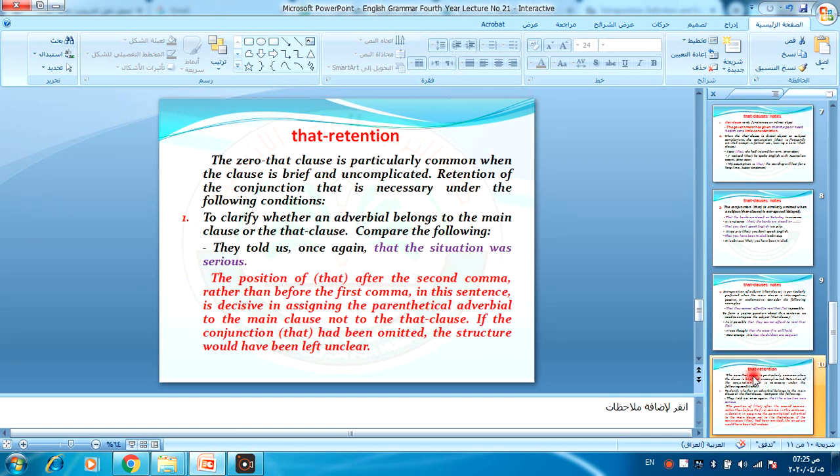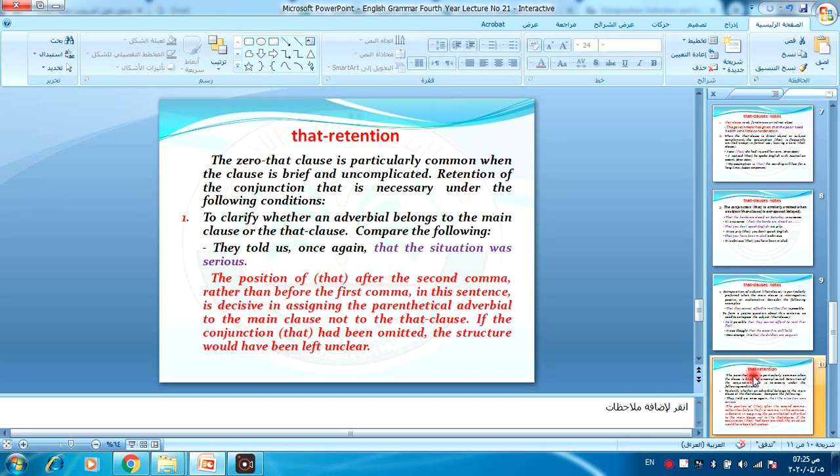That retention. Previously we talked about the deletion of that, and now we have to speak about the retention of that, the cases in which we have to keep the conjunction that. The zero that clause is particularly common when the clause is brief and uncomplicated. Retention of the conjunction that is necessary under the following conditions. These are the conditions which require us to keep the conjunction that.